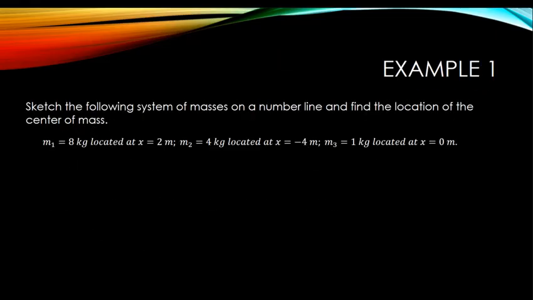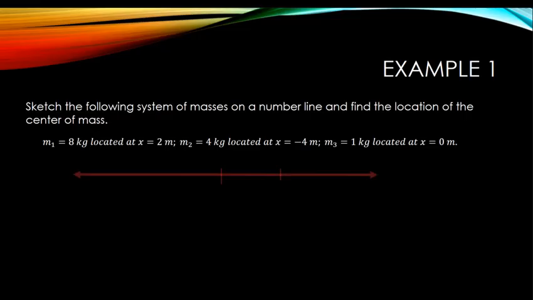I want to work an example using this idea of moments and center of mass. I want to sketch the following system of masses on a number line and find the location of the center of mass. I'm given m sub 1 is equal to 8 kilograms located at x is equal to 2 meters. M sub 2 is equal to 4 kilograms located at x is equal to negative 4 meters.